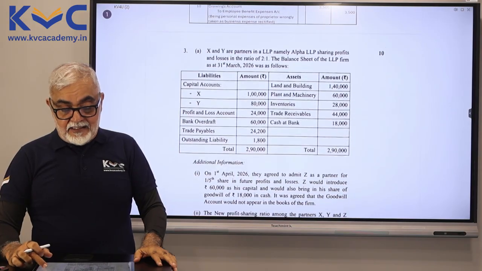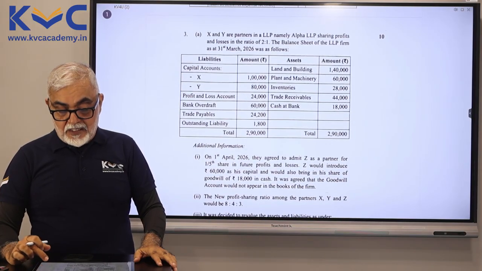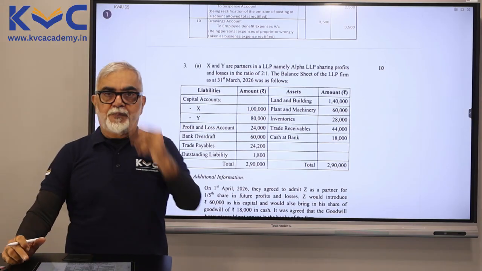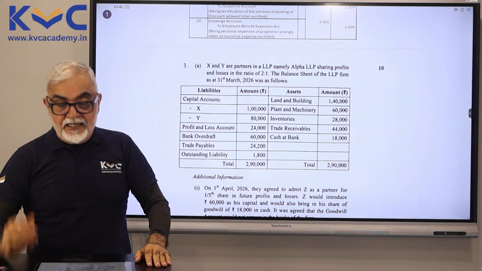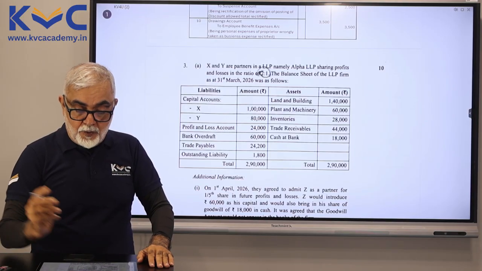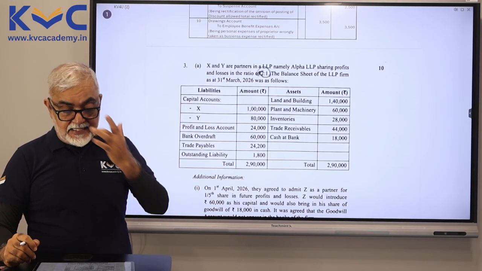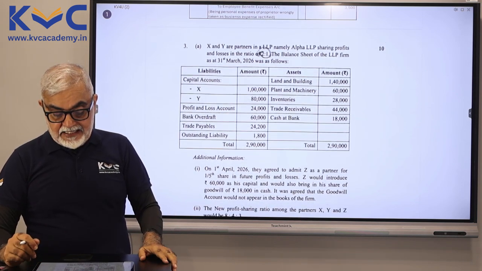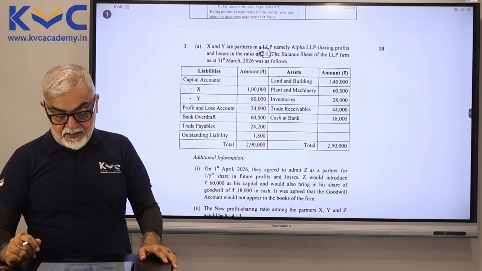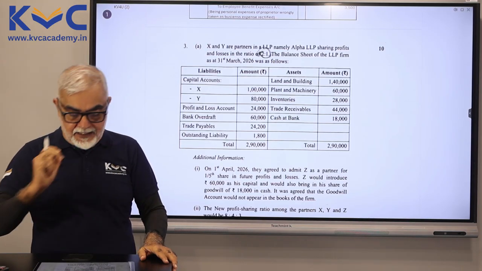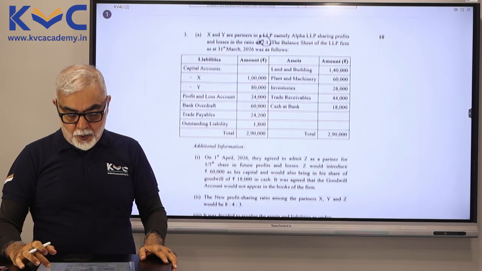The third question, the first 10 marks, was all about admission. There are two partners, X and Y. Z is admitted. They were sharing profits in the proportion of 2:1. Balance sheet is given. On 1st April 2026, they decide to admit Z as a partner for a 5th share in the future profits and losses. He would bring in 60,000 towards capital, 18,000 towards goodwill.